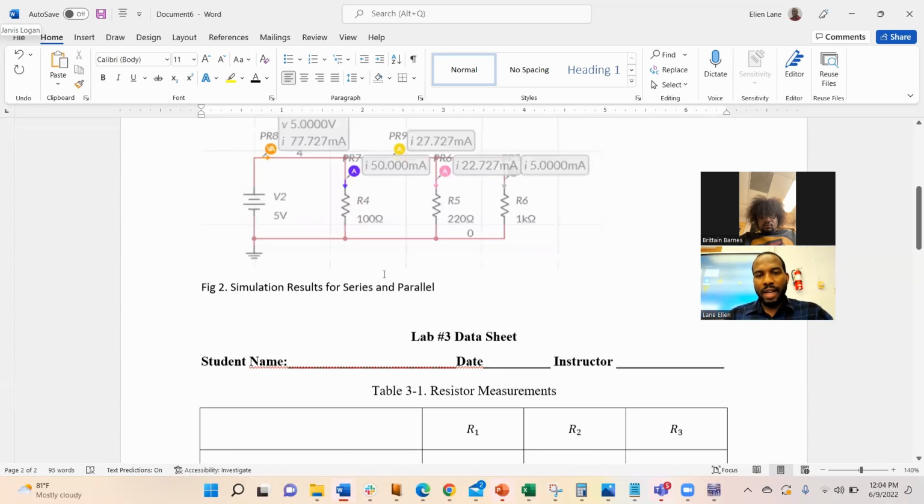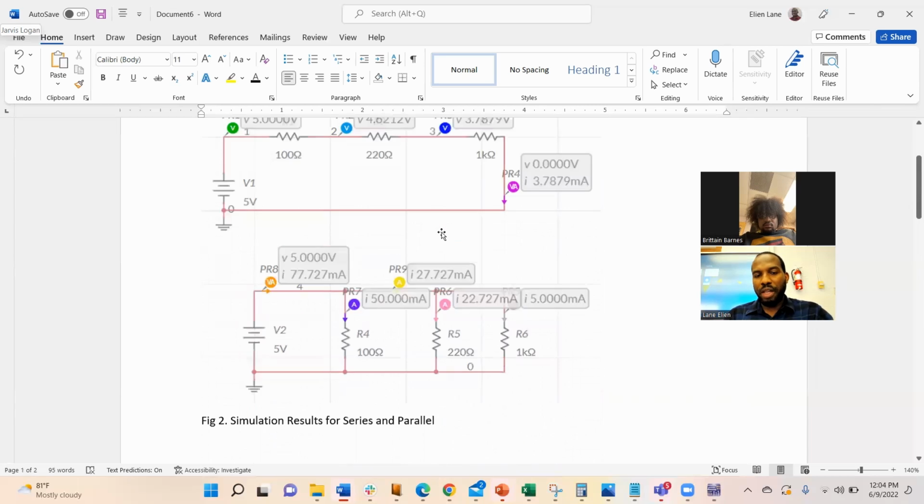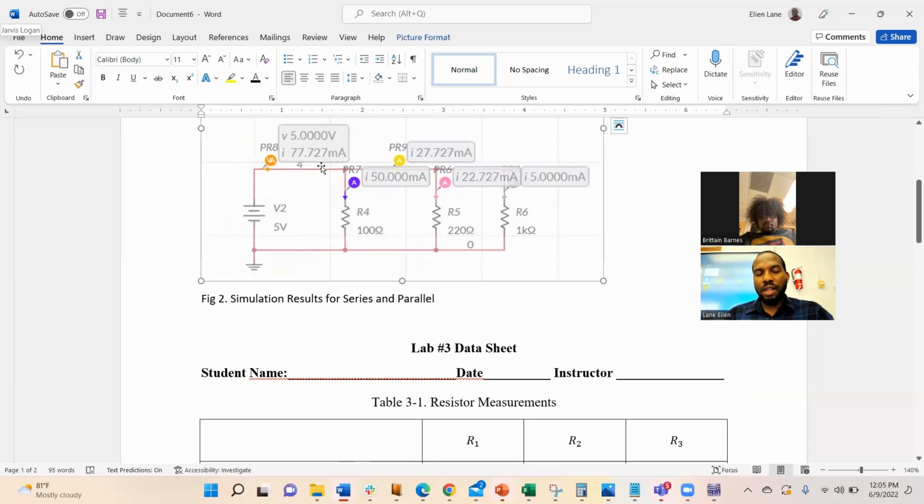I can go back and calculate, okay, what is VR1? Of course, it's going to be 5 minus 4.6. It's going to be 0.37 something. So I'll put it right there in the table. So again, you go back and forth with your picture and you put your information in the table.